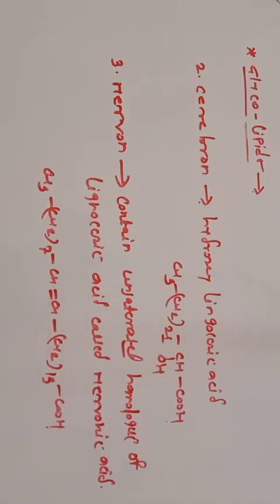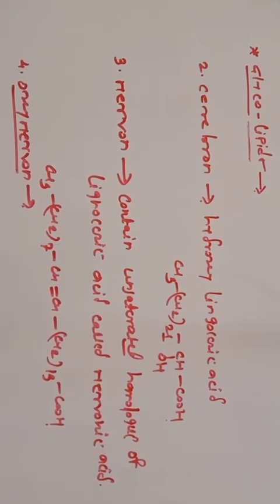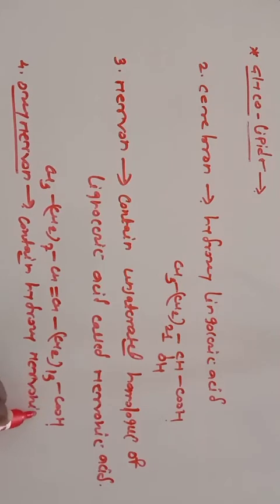And one more example of cerebroside is oxynervon, the fourth one. This oxynervon contains hydroxynervonic acid. So at least you should know the important components of these cerebrosides and their examples.